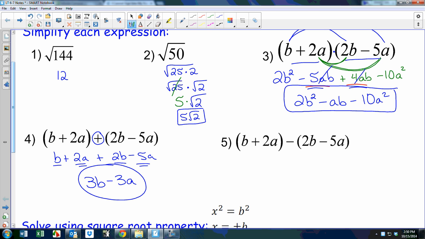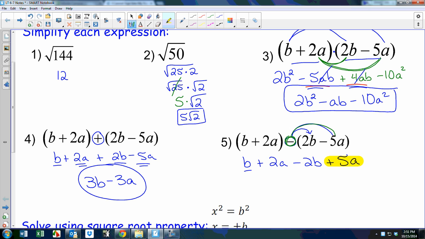And then number 5, notice you are subtracting these two parentheses. So you will subtract them, b plus 2a, you will subtract the 2b, and you will subtract the negative 5a. But when you subtract a negative, it's the same thing as adding a positive. That's the one that most people mess up. When they distribute the negative to the negative 5, they forget to change it to plus.